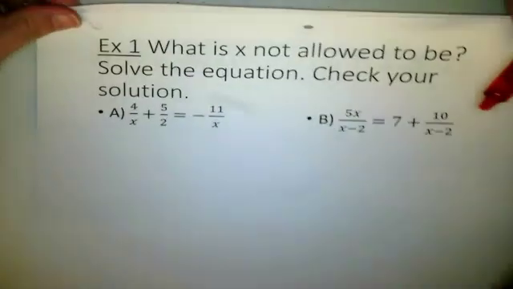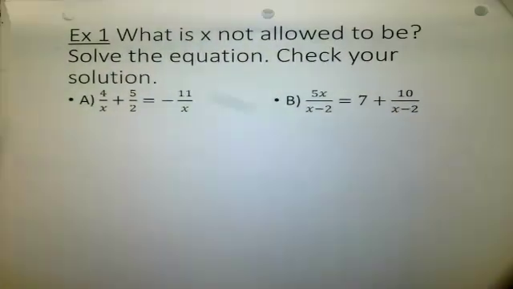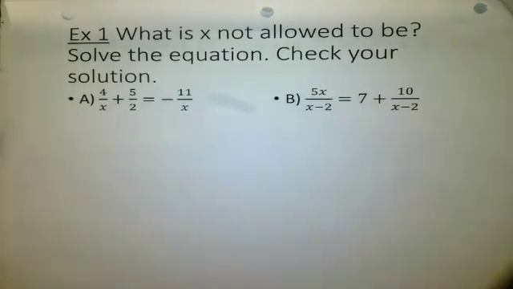Example 1, what is x not allowed to be? Always the very first thing we should think about when we have rational fractional equations. Then we're going to solve the equation and check our answers. Can always check by plugging back in. Checking for balance, the left and balance on the right. What is x not allowed to be? Solve and check.